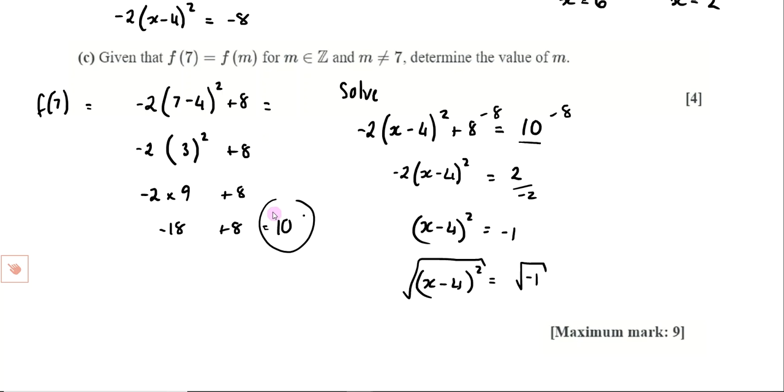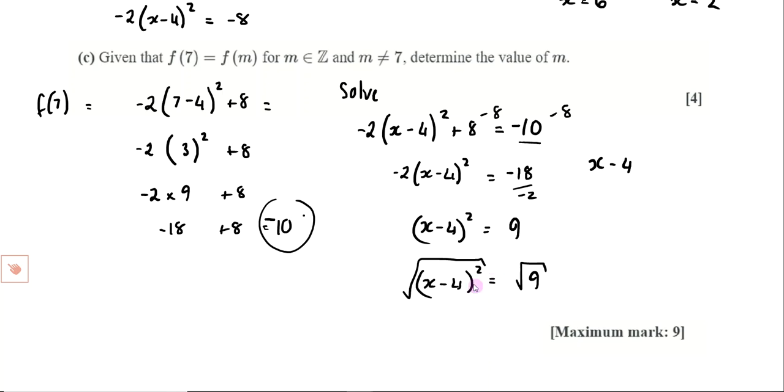Should be -10, shouldn't it? -18 plus 8 is -10. So that means that -10 subtract 8 is not 2 now, is it? But it's -18. And -18 divided by -2 is not -1, but 9. And then the square root of 9, well, that's nice enough, which is 3.